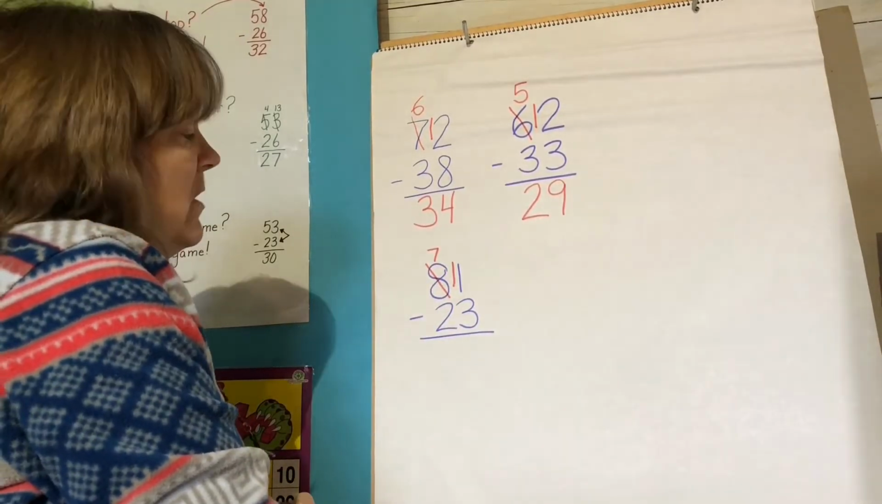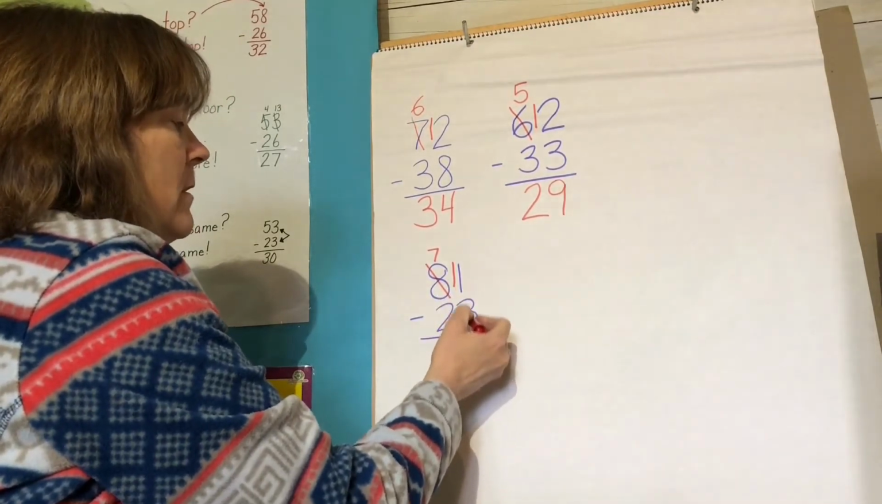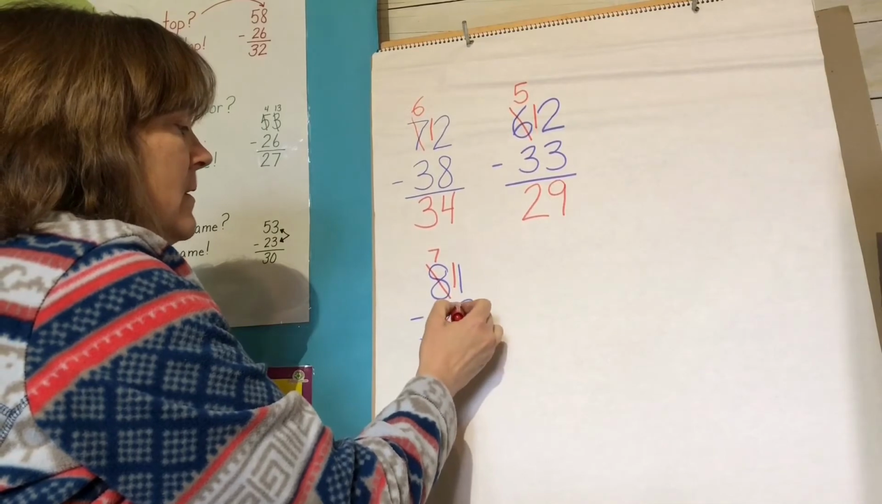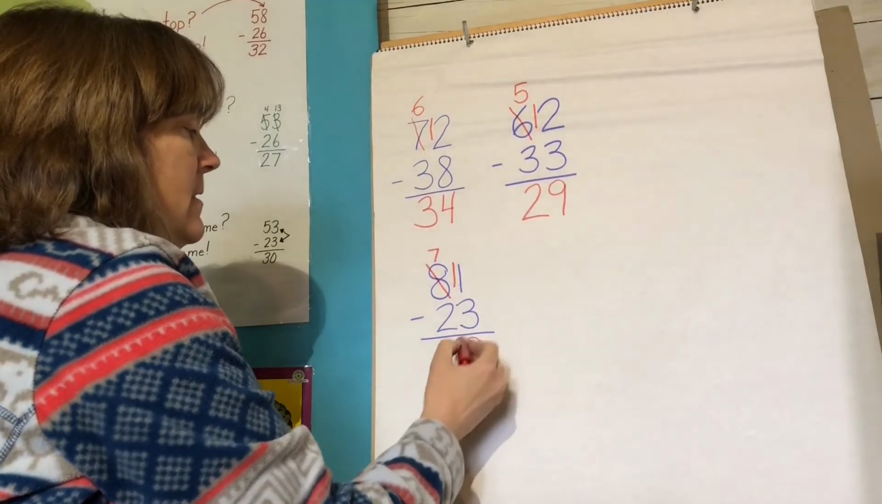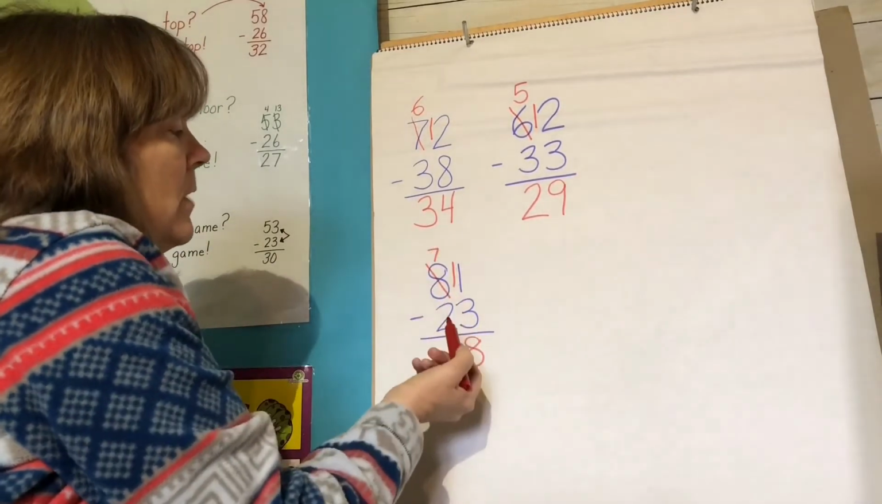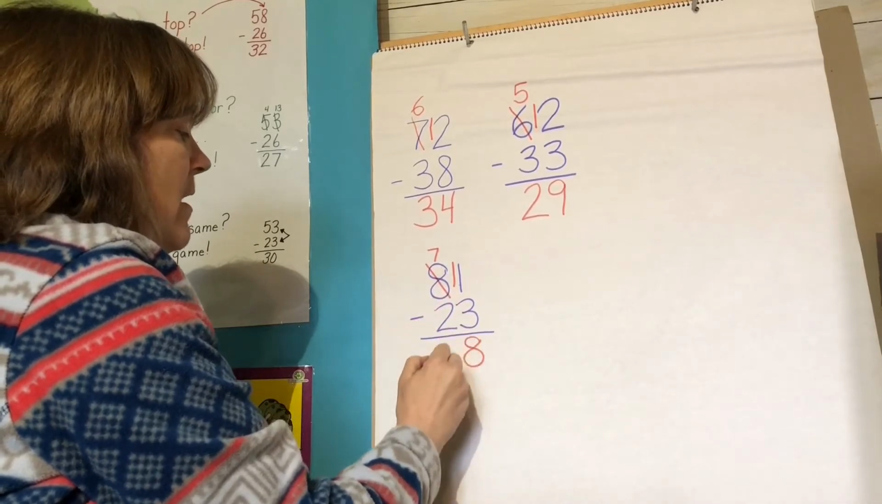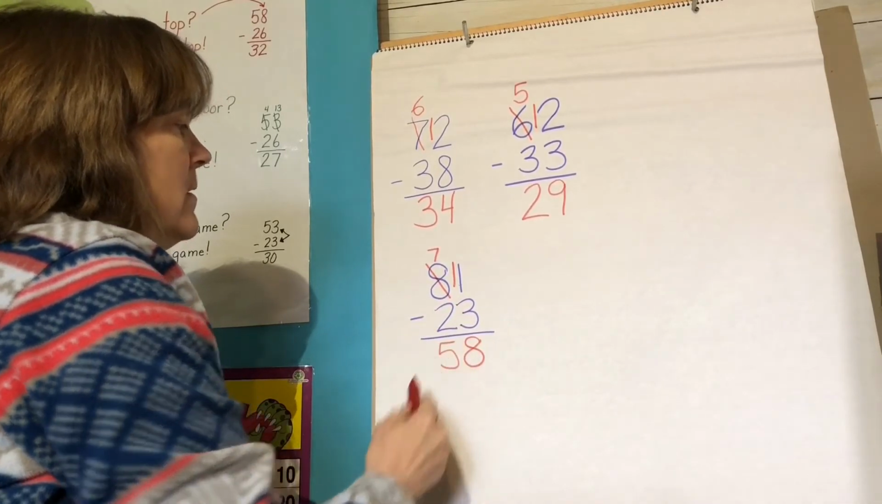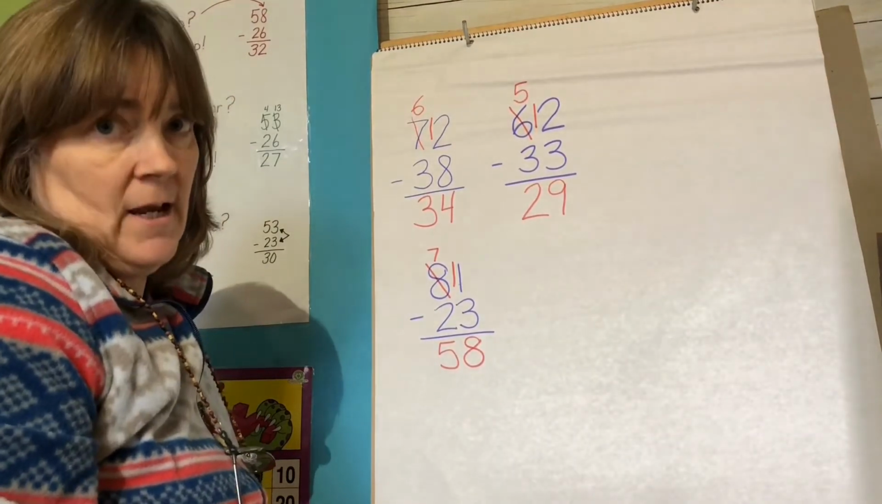11 minus 3. If you forget that fact, you could just use touch points on the 3. So 11, 10, 9, 8. The answer is 8. And then I have 7 minus 2. Again, I could use touch points. 7, 6, 5. So the answer to 81 minus 23 is 58.